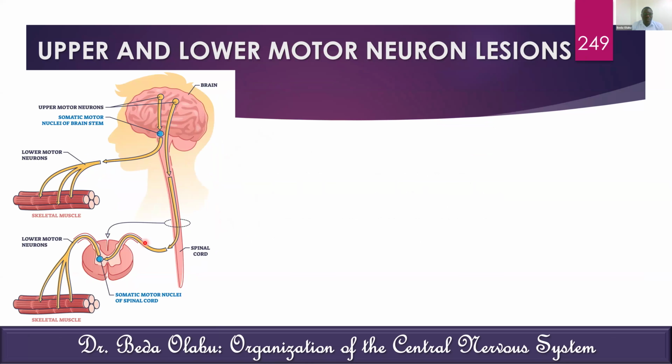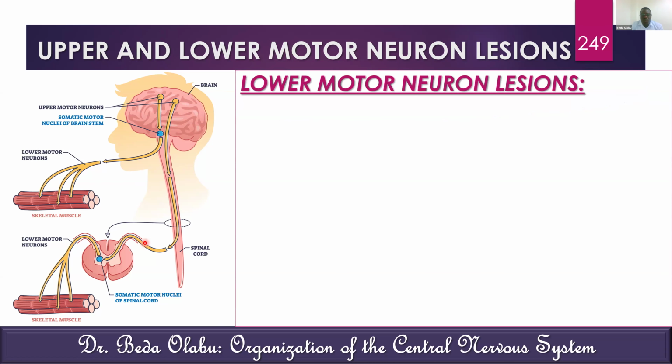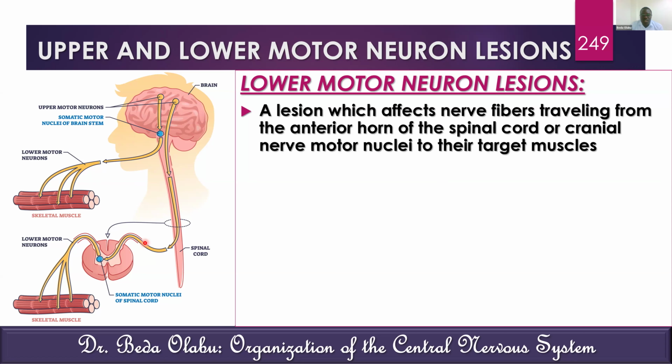Let's finish our story by talking about lesions that involve the lower motor neuron, but I'll also use this opportunity to compare the lesions that involve the upper motor neuron. Because we're talking about lower motor neuron, let's begin with their lesions. So lower motor neuron lesions are lesions that affect the nerve fibers that travel either from the anterior horn cell of the spinal cord or from the cranial nerve motor nuclei.